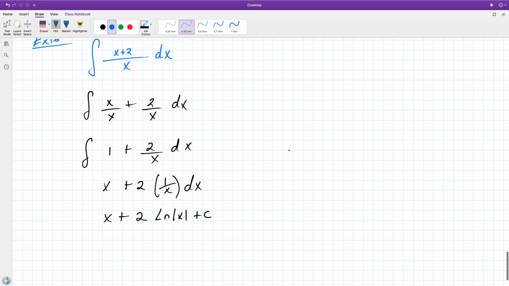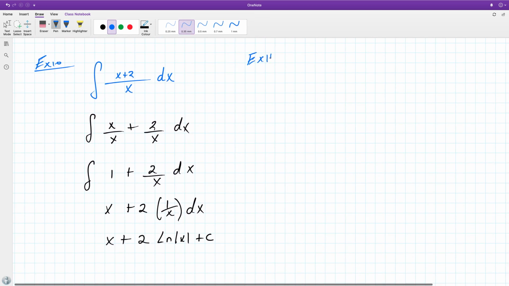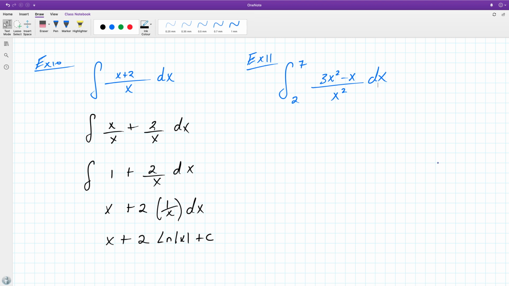Integrate for me between 7 and 2, 3x squared minus x over x squared dx. So, logs, the definite integrals. Let's go on here and jump on into exponentials. So, integrate as normal first of all, then worry about the definite integrals.